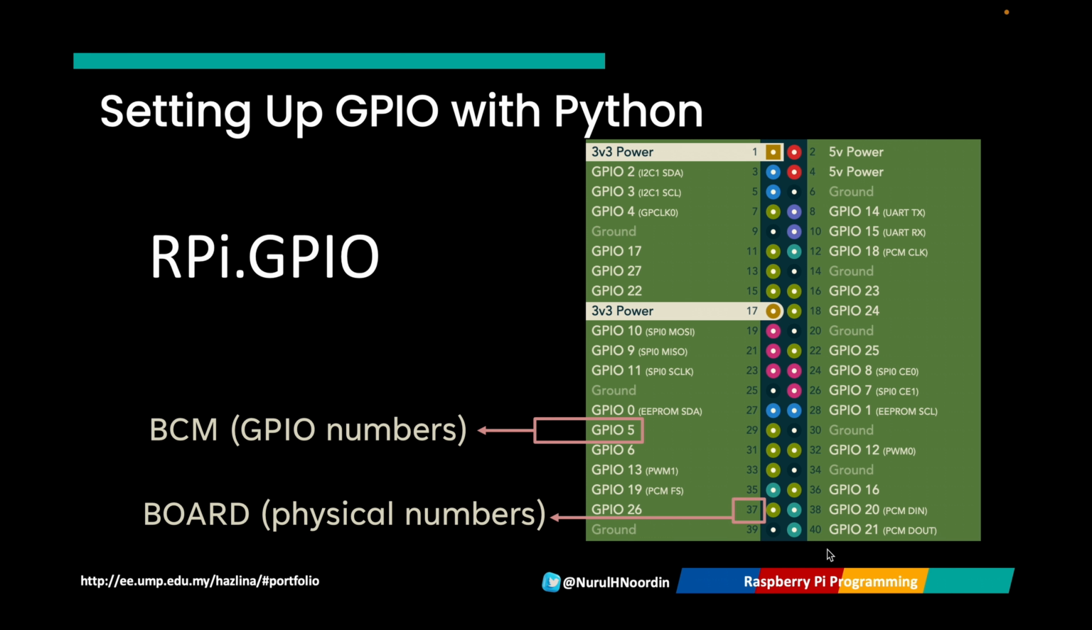The second mode is the board mode. Now, board mode uses the physical pin numbers on the Raspberry Pi's GPIO header. For example, pin number 1 is always in the top left corner of the board. To select a numbering mode, we use the following command: GPIO.setmode, GPIO.BCM for Broadcom.